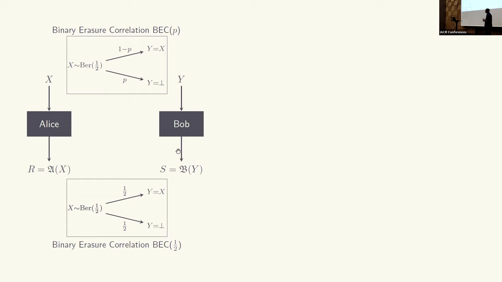So Alice wants to locally transform her side of the correlation by running some potentially randomized function A on X to get R. And Bob would like to do the same, B of Y equal to S. They would like R and S to be correlated according to the erasure probability half correlation. Of course, they would like to do this securely so that they can use this as a sub-protocol in their bigger secure multi-party computation protocol.